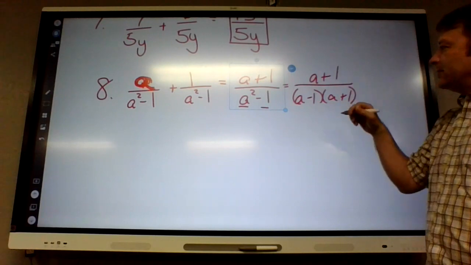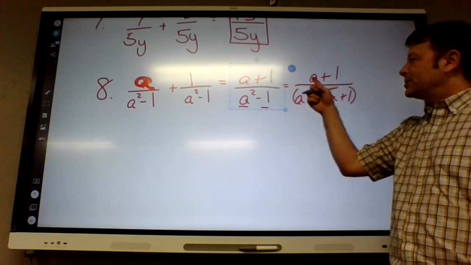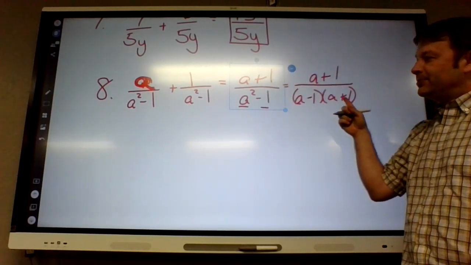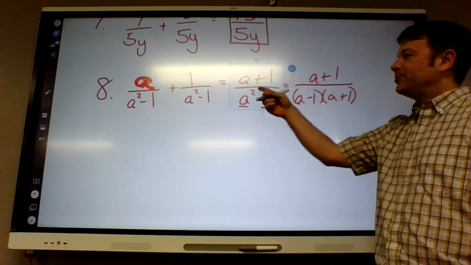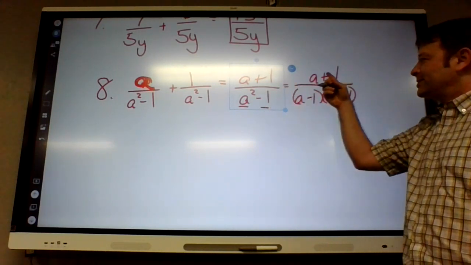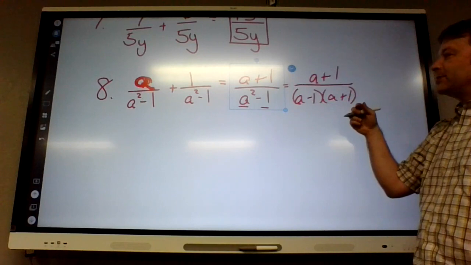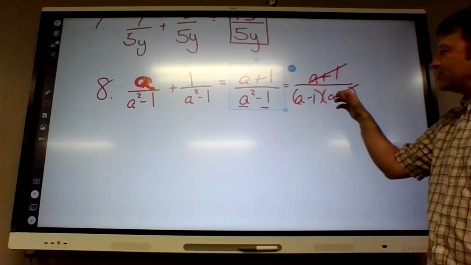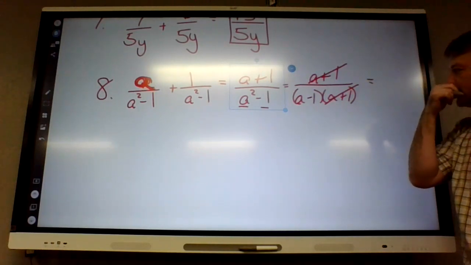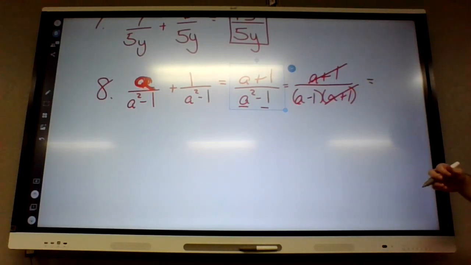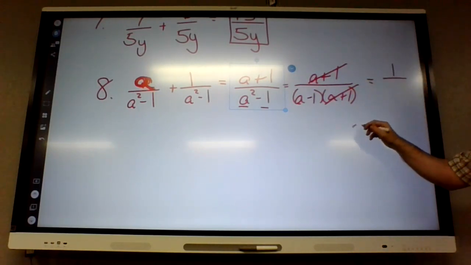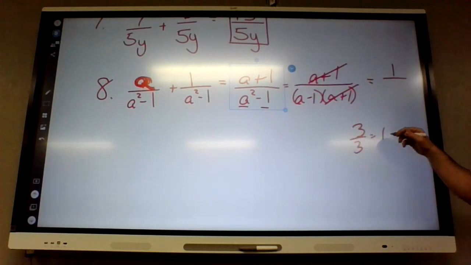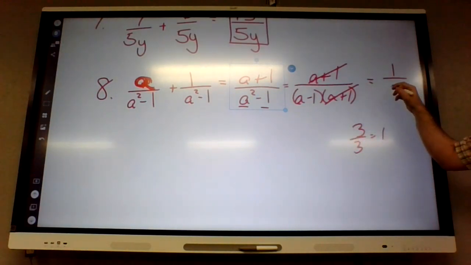Now, if this didn't reduce, it wouldn't have mattered, because maybe that's the simplest we can get. But because this reduces, it matters a little bit. So you need to reduce it as much as you can. Now, if both of those A plus 1s cancel out, what's on top? 1. Yeah, it's kind of like when you do 3 divided by 3, it's 1, right? Not nothing. So anyway, there's still a 1 on top.